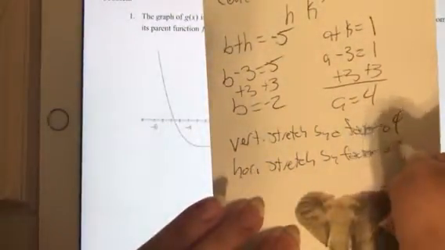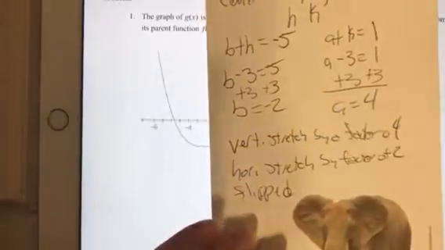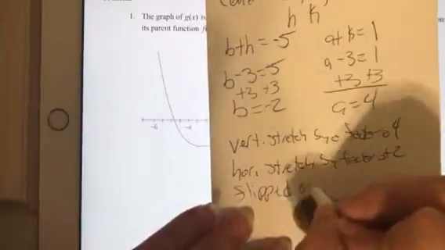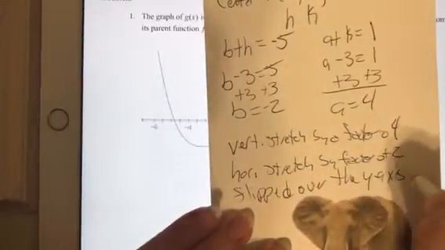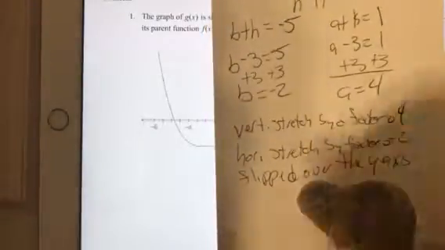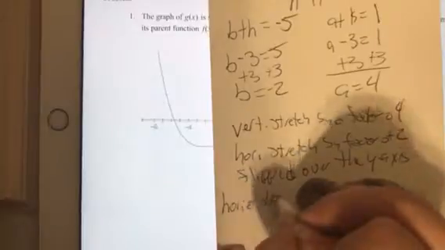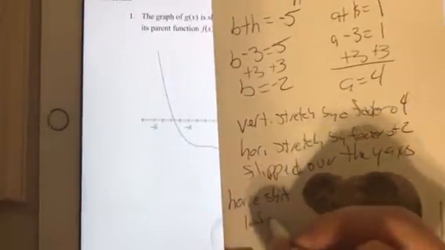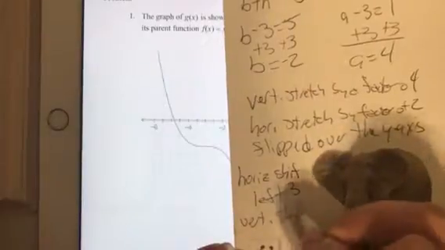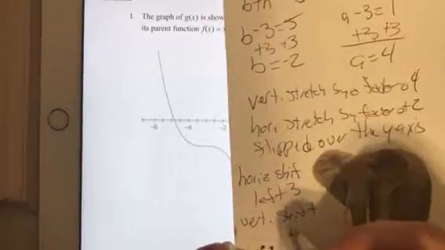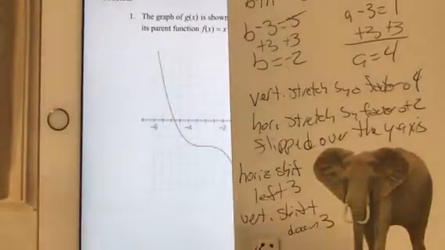By a factor of 2, and it was flipped horizontally. So it's flipped over the y-axis. That's the negative in there. It had a horizontal shift left 3, and it had a vertical shift down 3. So that's all the transformations that it did.